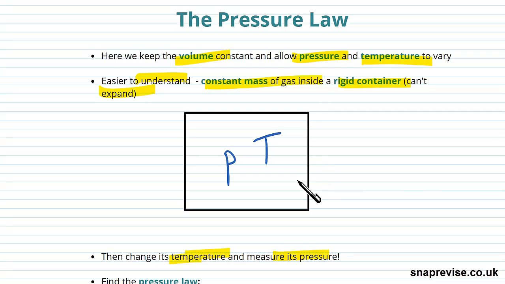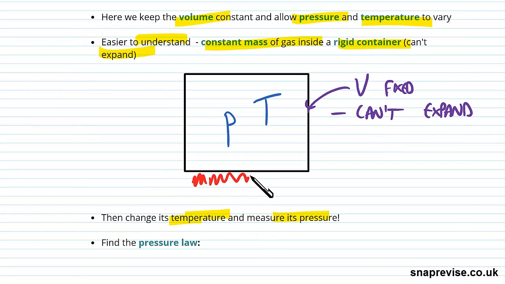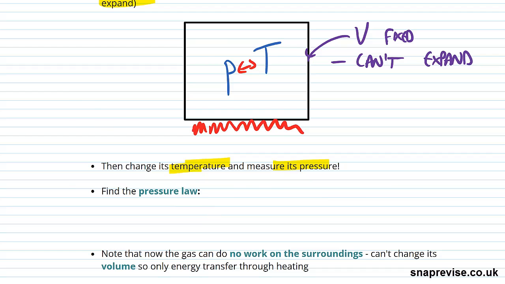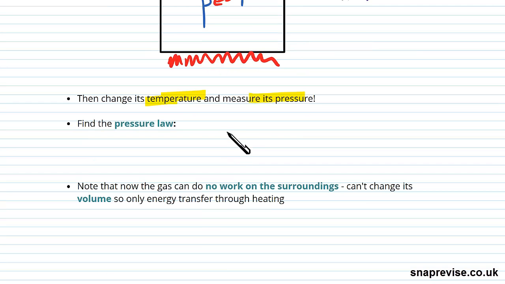So this is fixed, this volume can't expand. So our V is fixed, and then all we do is we can just heat it up slightly and see what that does to its pressure. And that will tell us the relationship between T and P. So we do that and we find the pressure law. And that's that P over T is now constant.